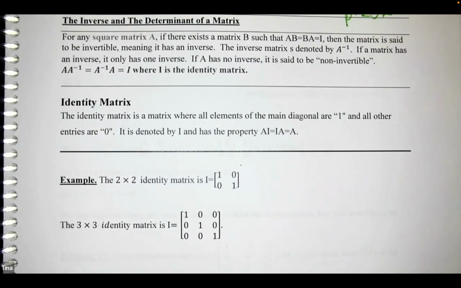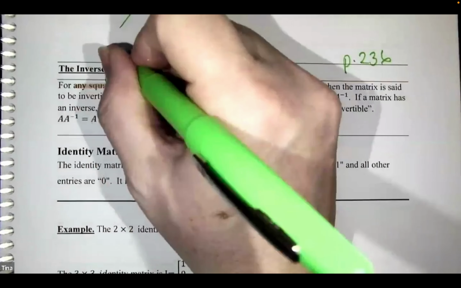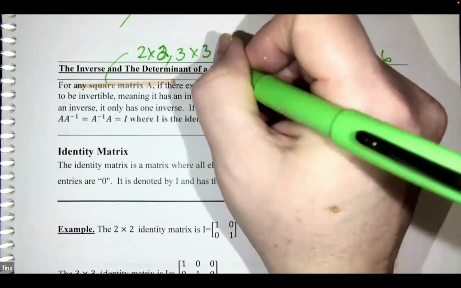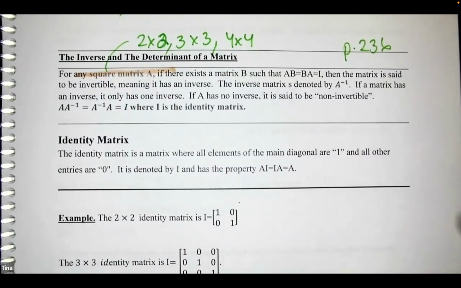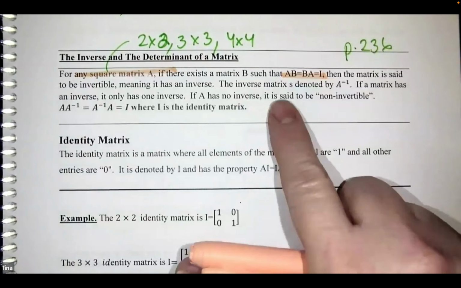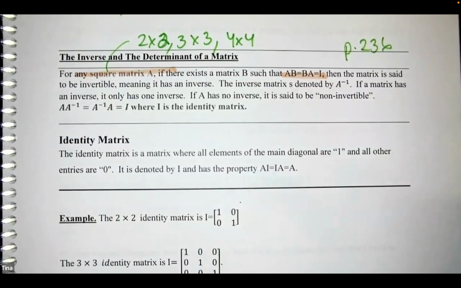Okay, so as far as inverse goes, for any square matrix, we do know it has to be square. So 2 by 2, 3 by 3, etc. Okay, that's a square matrix. We know that there's an inverse if there's a matrix that when you take A times this new matrix, the inverse B, in any order and multiply, you get the identity.